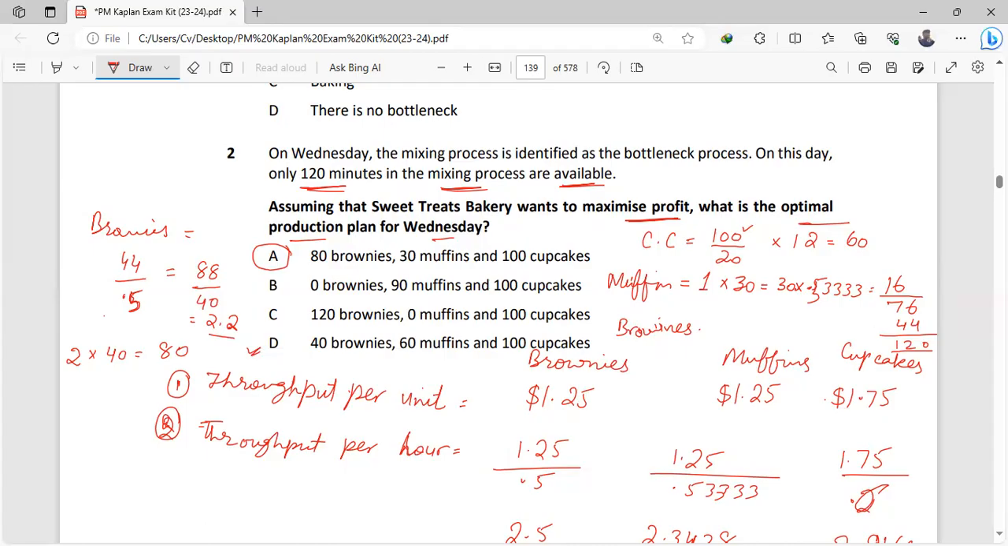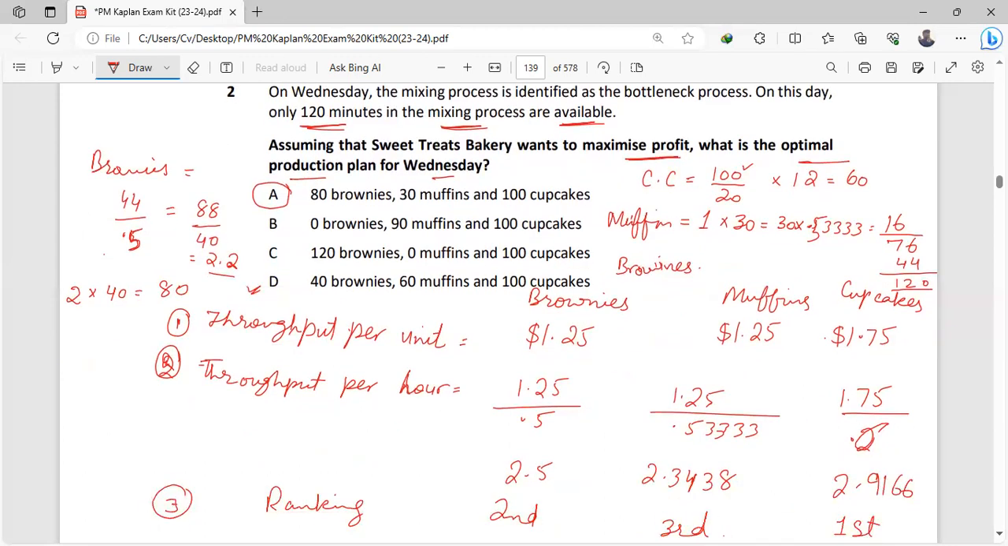Second one is throughput per hour. Throughput per hour means throughput per unit divided by hours per unit. And hours per unit are 0.5 for brownies, 0.533 for muffins, and for cupcakes we have 0.6. We have already calculated these minutes per cupcake or per unit. You can see in the video. Now we converted them into throughput per hour, and that is 2.5 for brownies, 2.3438 for muffins, and 2.9166 for the cupcakes.